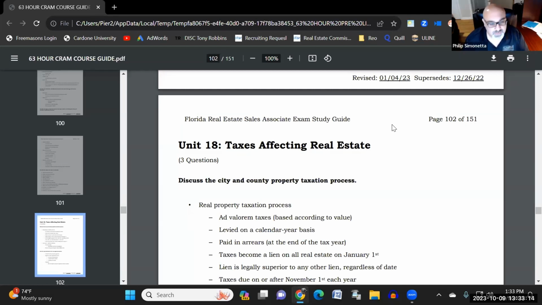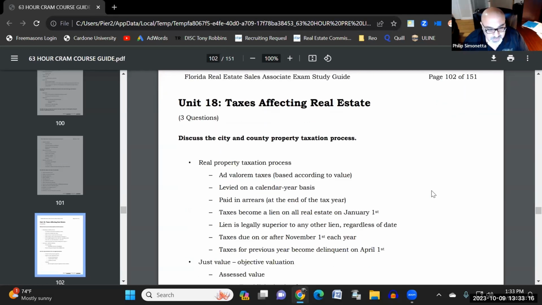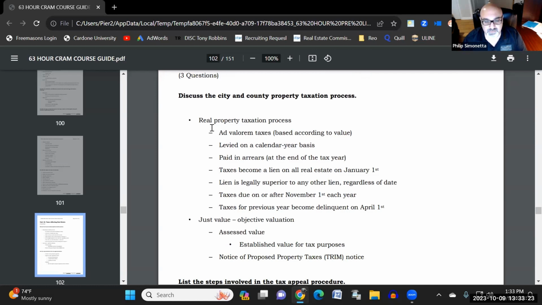All right, so for this section, you need to identify it and be able to discuss the city and county property taxation process. For the real property taxation process, there's an ad valorem tax, which is based according to value. It's levied on a calendar year basis and paid in arrears. So 2023's taxes become due January 1st, 2024, and 2024's will be due January 1st, 2025.